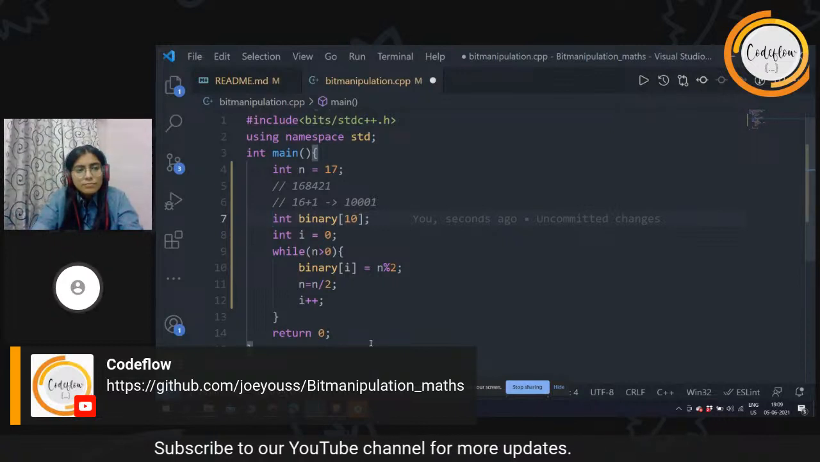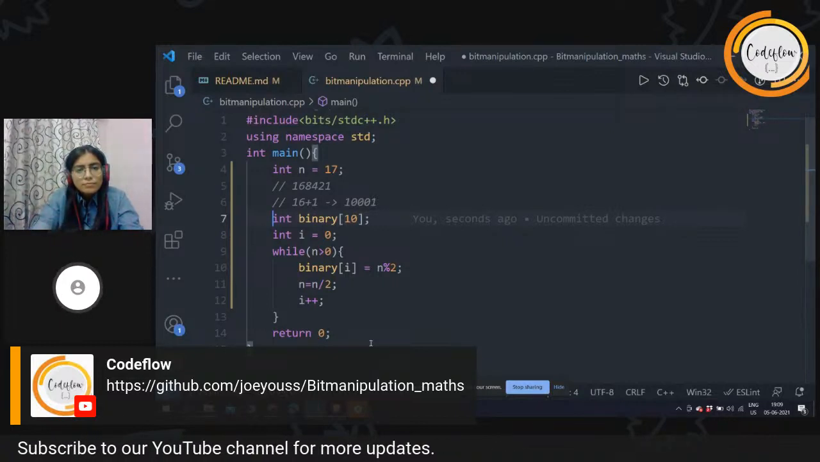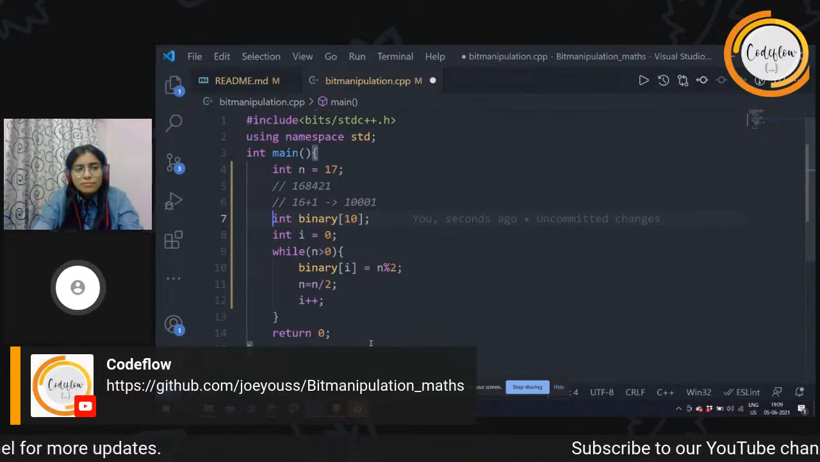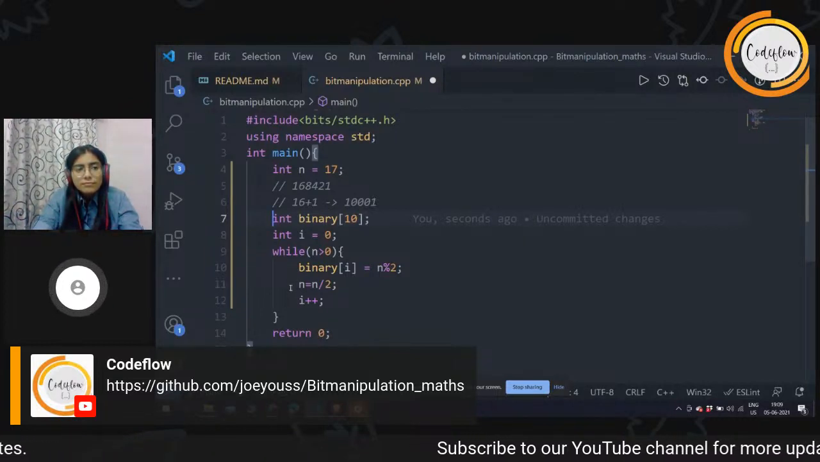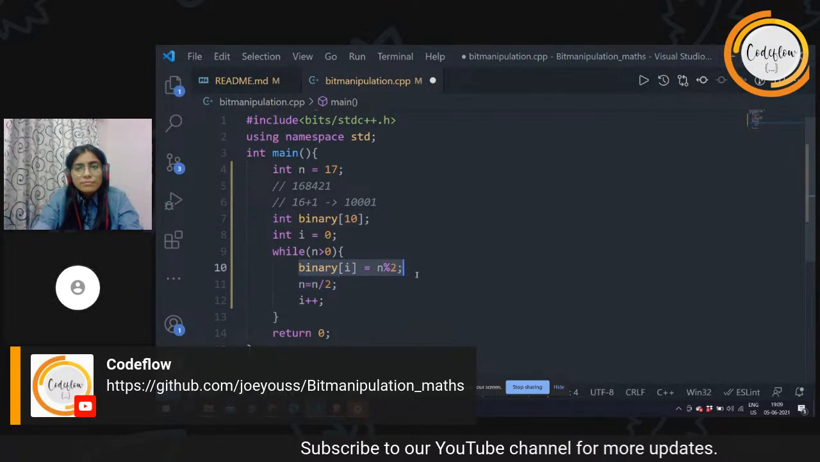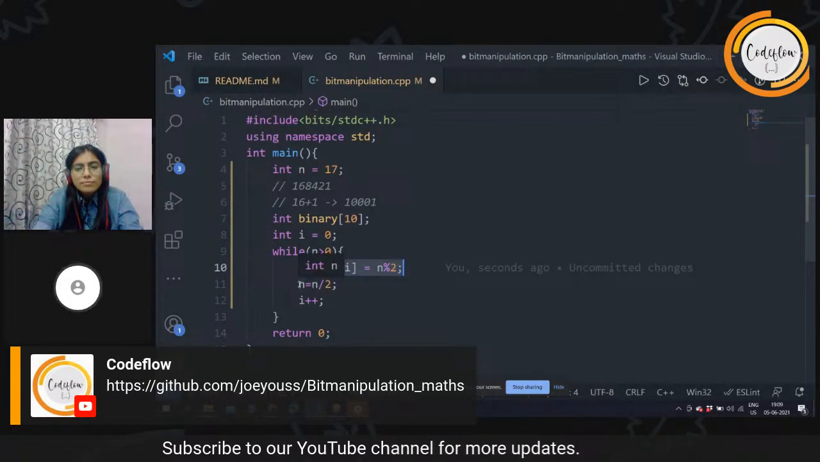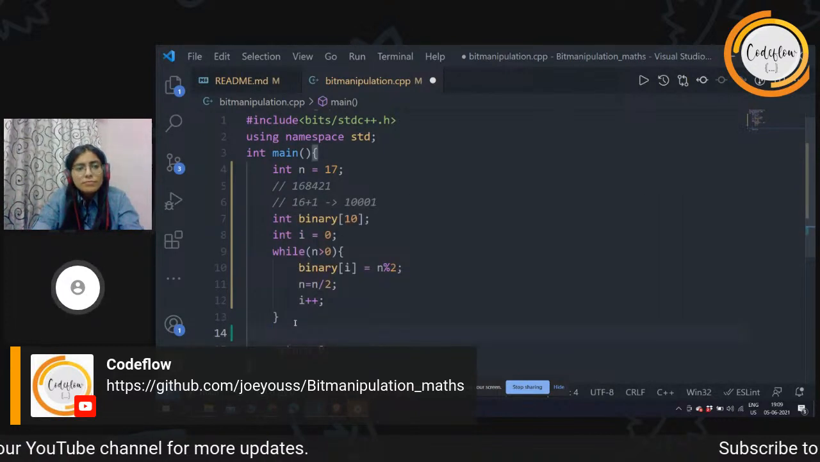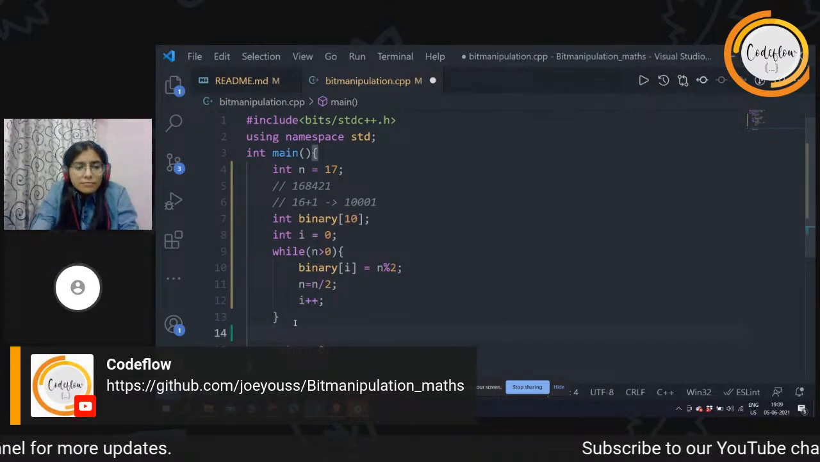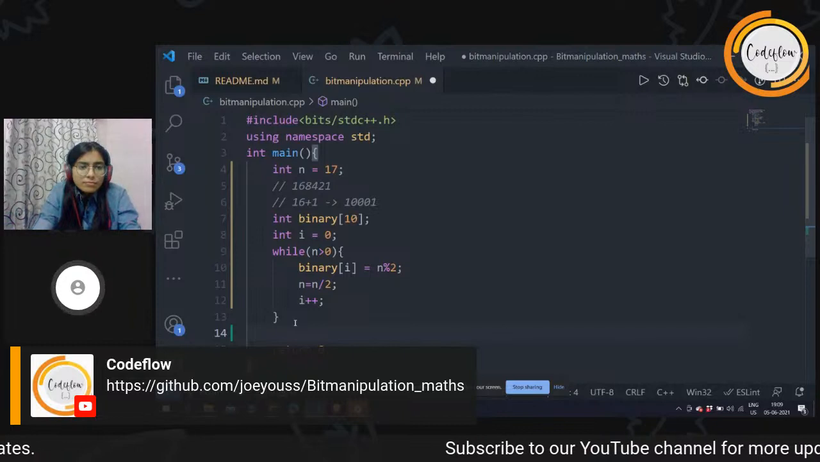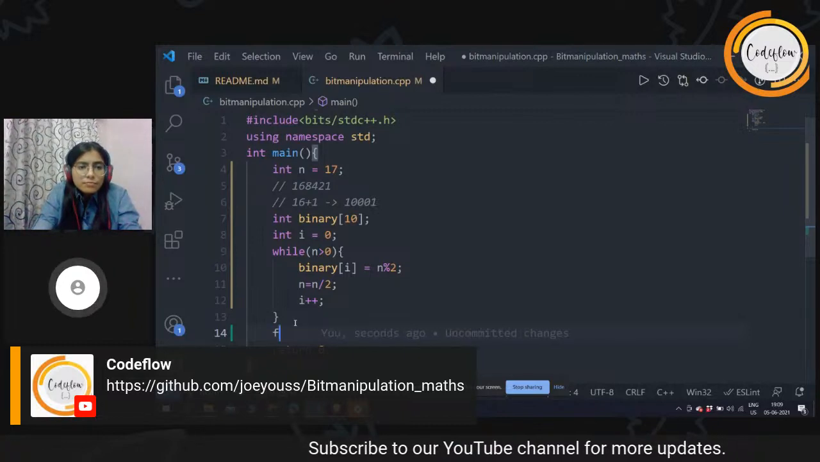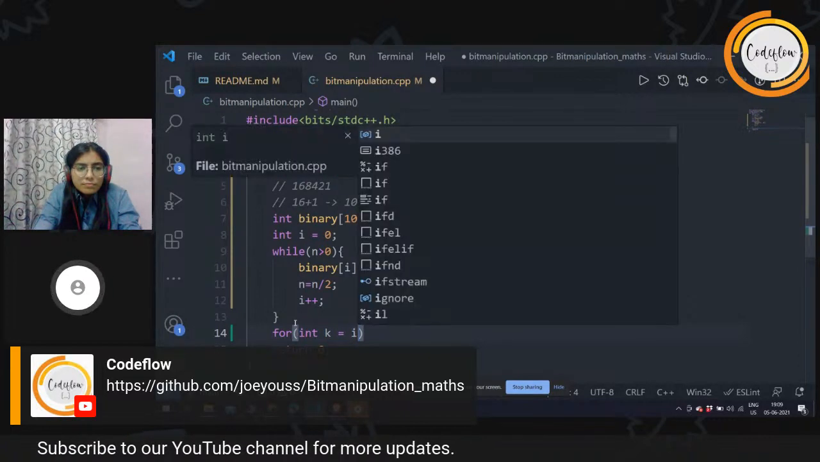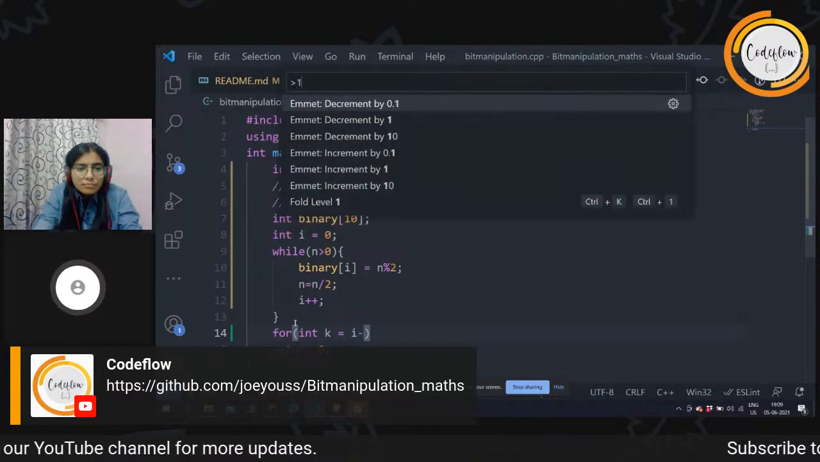Even if you are a person who has never seen how to convert decimal to binary, this is the way you convert it. You keep on dividing by 2, and at every iteration you store the remainder in an array at an index, and then you divide the number by 2, right? But now my binary array will be in reverse order. Of course I need to print it, but I will start from the reverse.